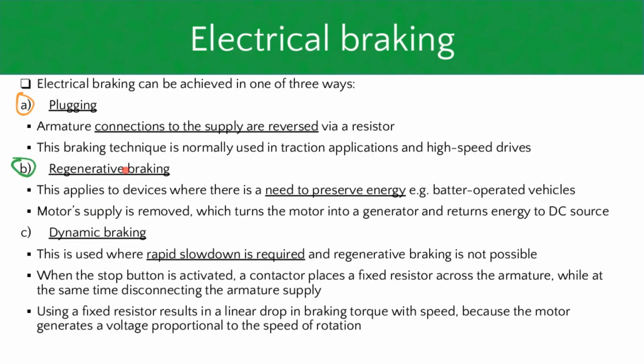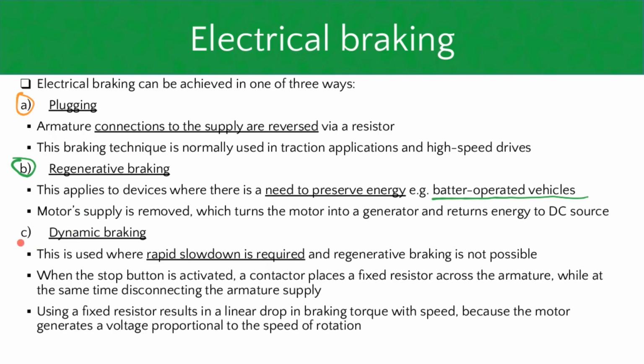Then regenerative braking. This is in the case where you need to preserve some energy. It is typically employed in battery operated vehicles. When you're going uphill, you're obviously draining power from the battery, and when going downhill, in order to regenerate some of that power, the vehicle's wheels, or the drive shaft, can now act as a generator, and that can then push energy back into the batteries. So that is regenerative braking.